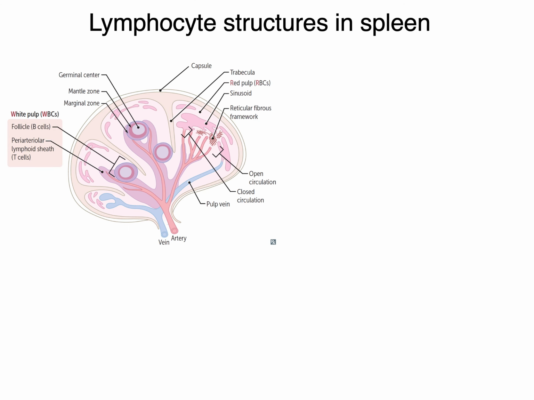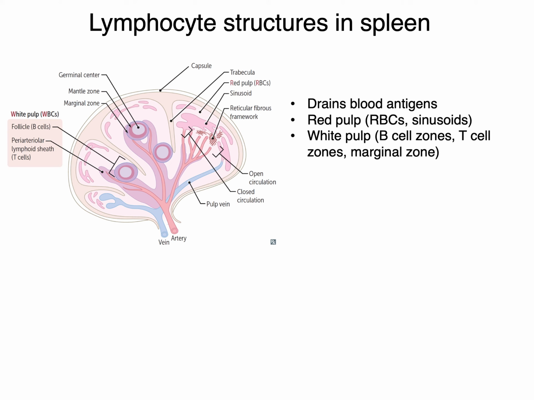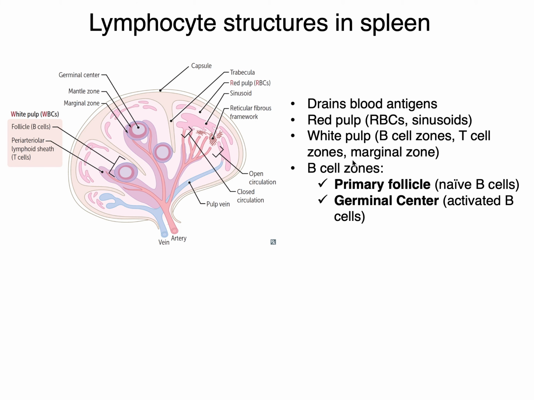Now, there are some analogous lymphocyte structures in the spleen. The spleen drains blood antigens, whereas the lymph node tends to drain tissue antigens. The spleen is composed of red pulp that contains red blood cells and sinusoids. I'm not going to talk much about this aspect of spleen anatomy, but it also contains white pulp, which includes B cell zones and T cell zones and marginal zones. And the B cell zones are very similar in the spleen as they are in the lymph node. They are composed of primary follicles with naive B cells and germinal centers with activated dividing B cells. The T cell zone in the spleen is called the periarterial lymphoid sheath, or PALS.